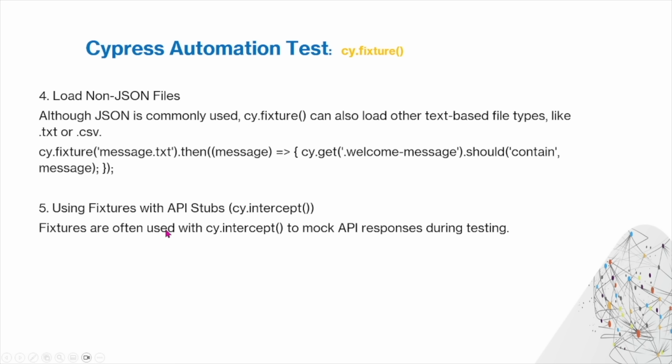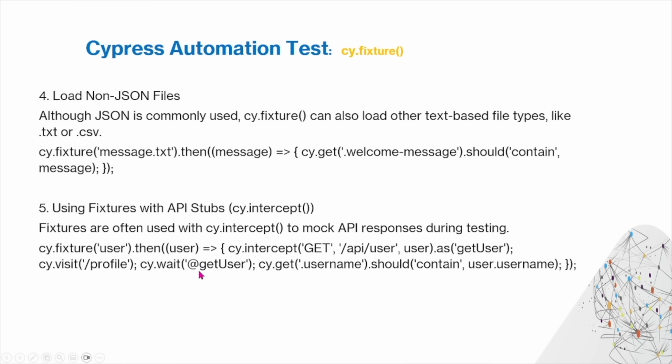You can also use fixtures with API stubs, which is using cy.intercept. Fixtures are often used with cy.intercept to mock API responses during testing. With cy.fixture, this is an example where you use cy.intercept right here.